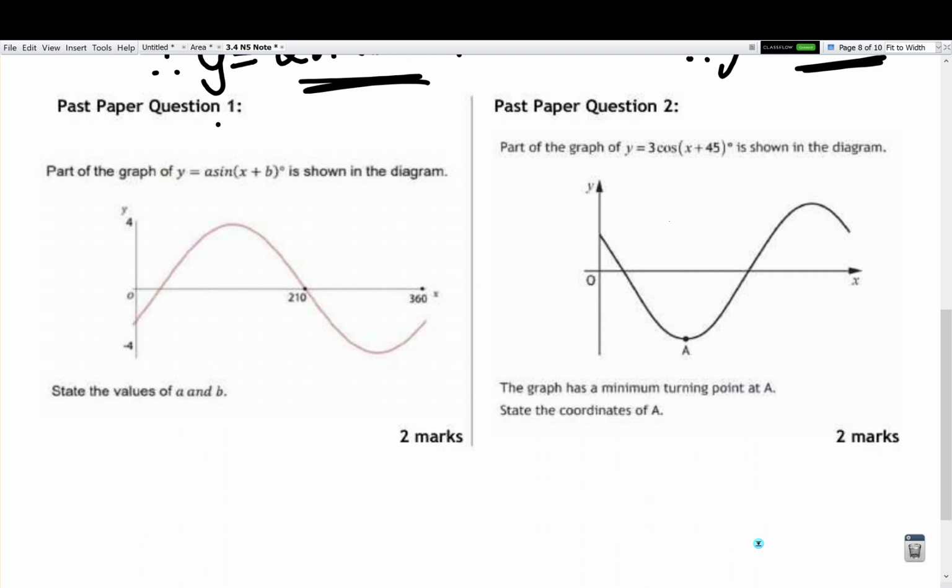Okay, hopefully you are all just about done. I always like starting with figuring out what the amplitude is first. It's the easiest one. It's half of the distance between 4 and minus 4. So the value of a is just going to be half of 8, which is 4.